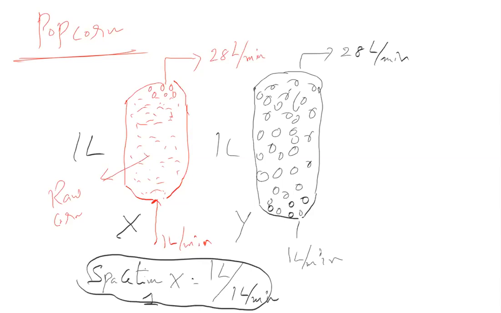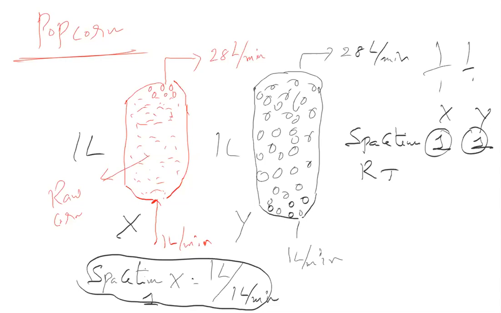So if you write space time and residence time for the case of X and for the case of Y: for X, space time is 1. For Y also, space time is 1 only. Space time will not talk about the product, it talks only about the reactant. So the calculation for both is 1 by 1, 1 by 1.